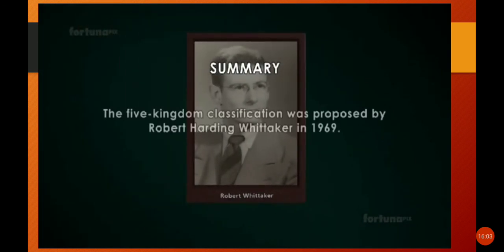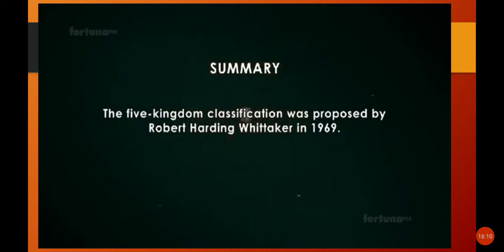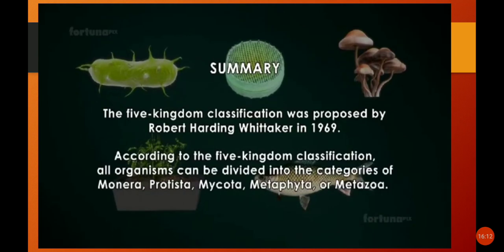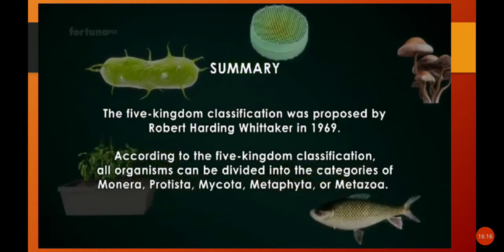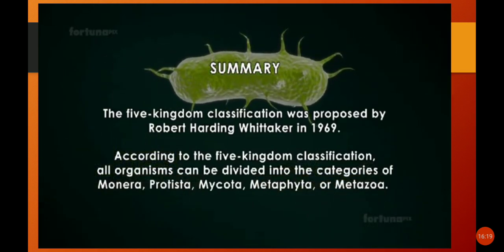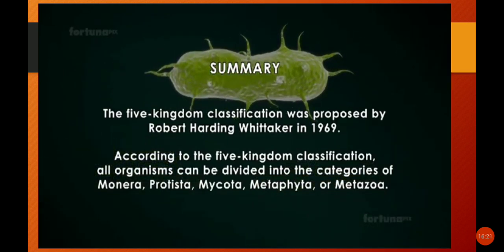Summary: the Five Kingdom classification was proposed by Robert Harding Whittaker in 1969. According to the Five Kingdom classification, all organisms can be divided into the categories of Monera, Protista, Mycota, Metaphyta, or Metazoa.